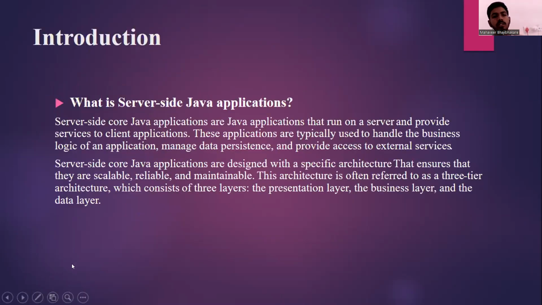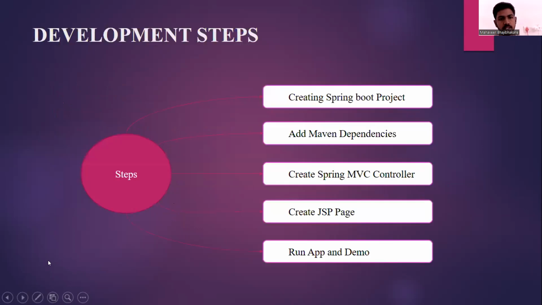So, what is a server-side Java application? A server-side Java application is nothing but a Java application which runs on the server and provides services to the client. These applications are typically business applications and manage the data and access external services. The server-side Java applications have mainly three layers. The first one is the presentation layer, the second one is the business layer, and the third one is the data layer. So next slide.